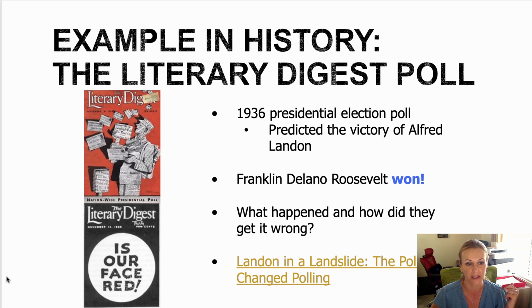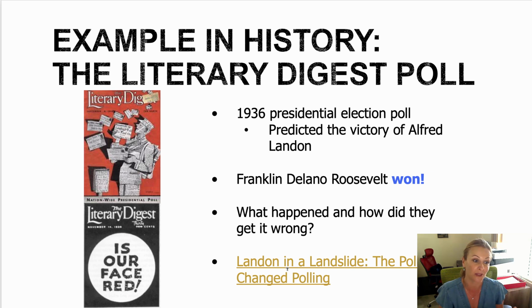So you can read, there's a link here if you want to read about it. But anyhow, the Literary Digest poll predicted that Alfred Landon would win the election when in fact Roosevelt ended up winning. So what did they do wrong? Well, they interviewed the wrong people. Instead of randomly selecting Americans, they selected people from their viewers, from the people who had a subscription to their magazines.